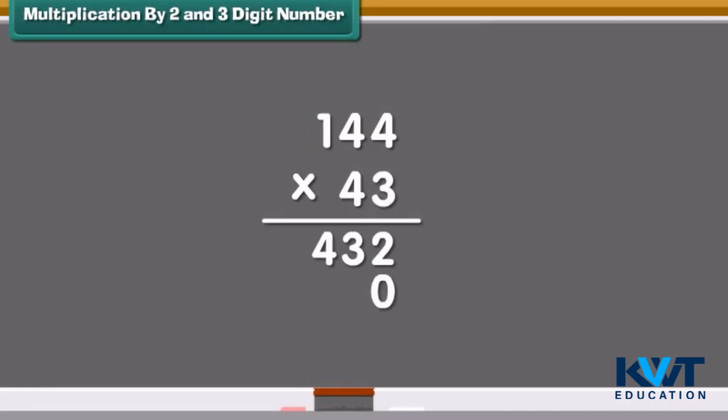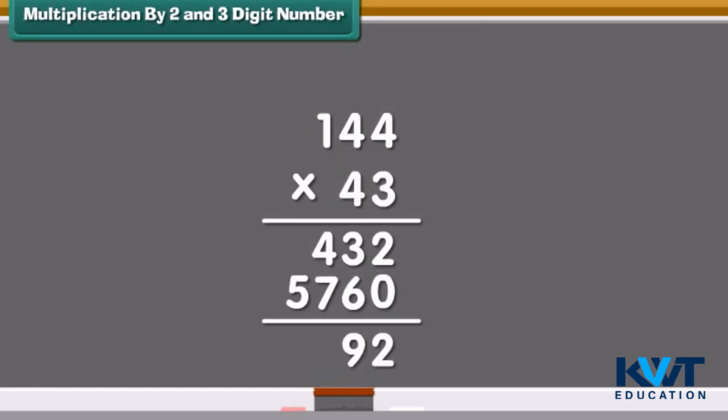Now add a 0 on ones place and multiply 4 with the number on ones place. 4 times 4 is 16. Write 6 in tens place and carry the 1 forward to the hundredth place. Multiply 4 with the number 4 on the tens and add 1 which was carried forward. Write 7 in the hundredths place and carry the 1 forward to the thousands. Multiply 4 with the number 1 on hundredths and add 1 which was carried forward. Write 5 in the thousands place.